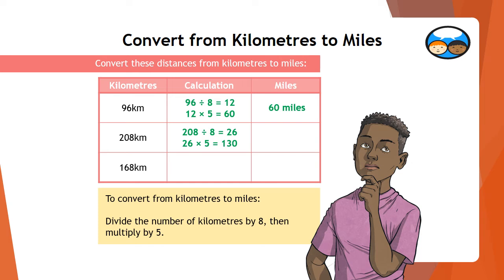Or you might have used our mental method that we've been learning today, which is to halve it, and halve it again, and halve it again. But either one of those is perfectly fine, whichever one you feel most comfortable with. 26 times 5 is 130. And 168 divided by 8 equals 21. 21 times 5 equals 105. Well done.